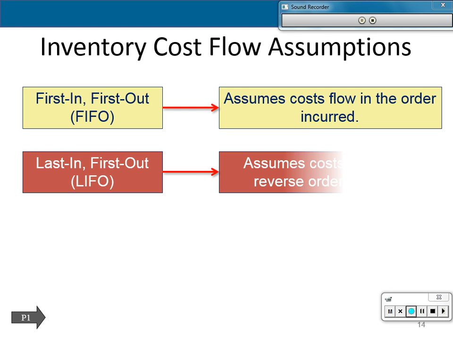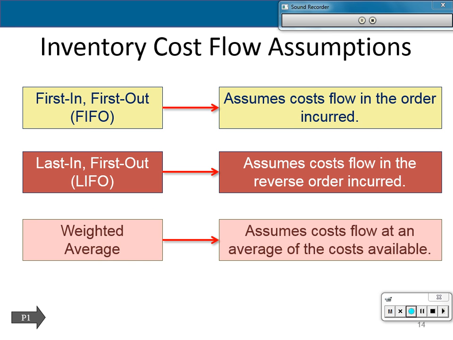Okay, back to that whole FIFO, LIFO, weighted average. First in, first out assumes cost flow in the order in which it was incurred, meaning I bought 10 items. When I go to sell, the first thing I pull from is what? The 10 items. LIFO assumes cost flow in the reverse order in which it was incurred. I bought 5 units last. When I go to sell 2 units, I'm going to pull from what? The last 5 units I just bought, right?